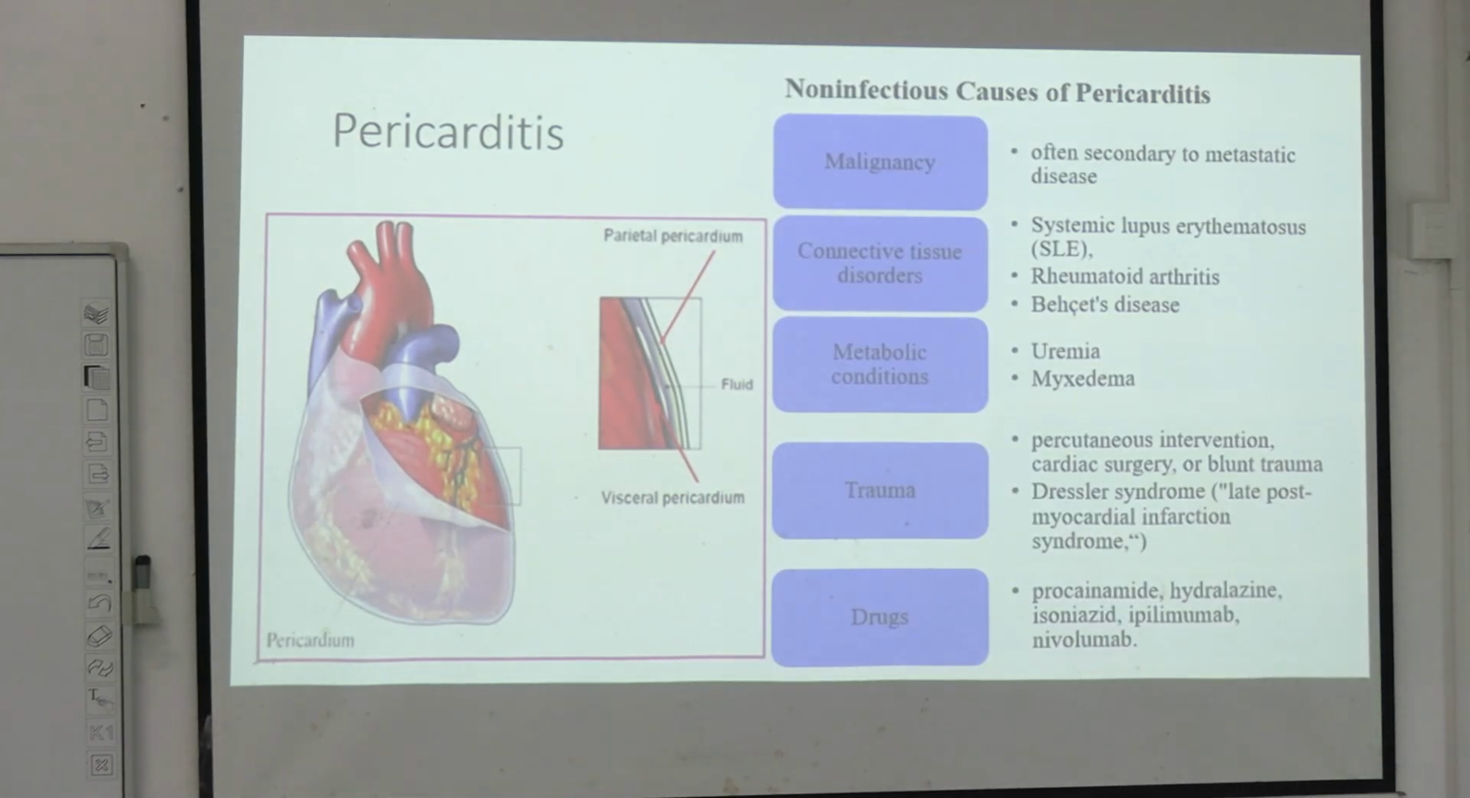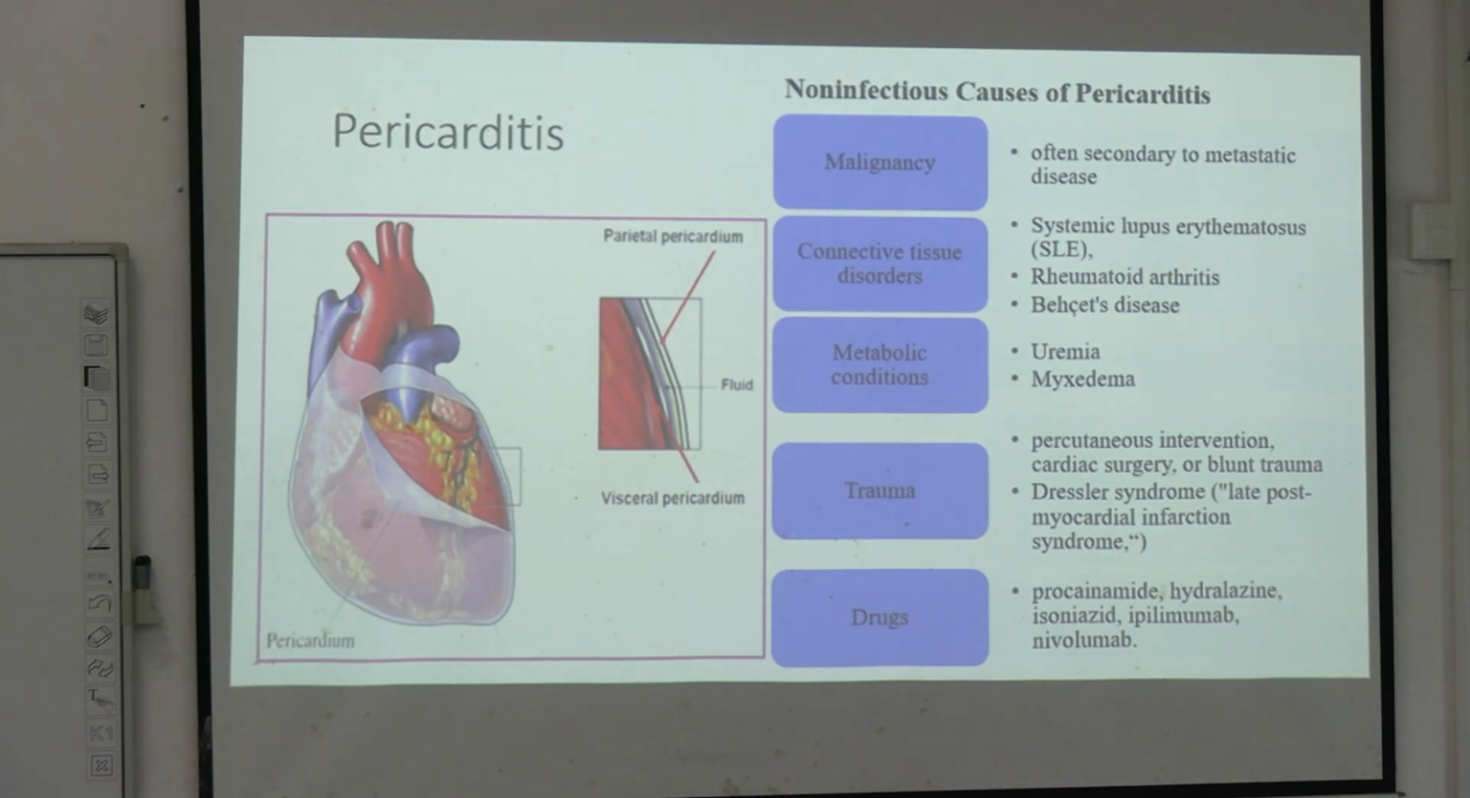Now please remember, in general, the most common etiology of pericarditis is non-infectious. Among the non-infectious causes, remember the most important causes would include malignancies, connective tissue disorders like SLE, rheumatoid arthritis, and metabolic diseases like uremia and myxedema. What is myxedema? Hypothyroidism. Okay.